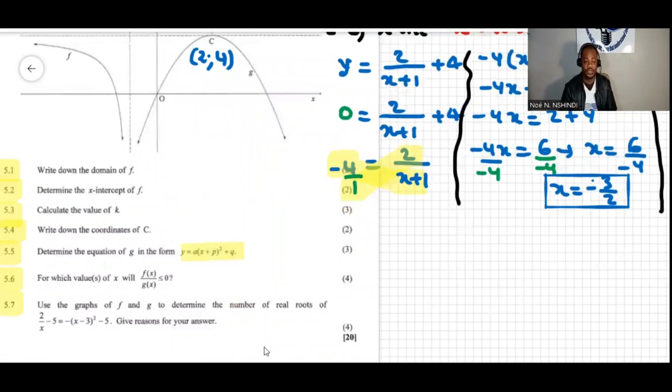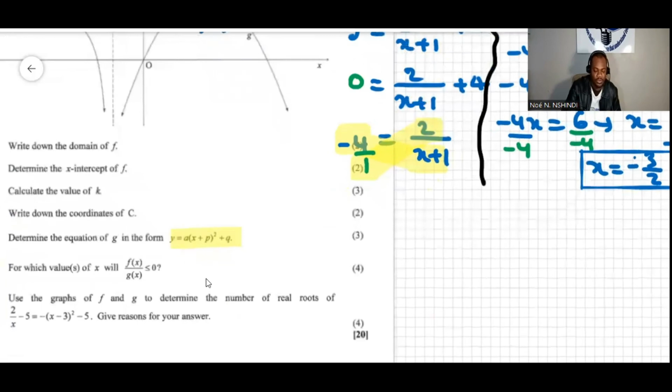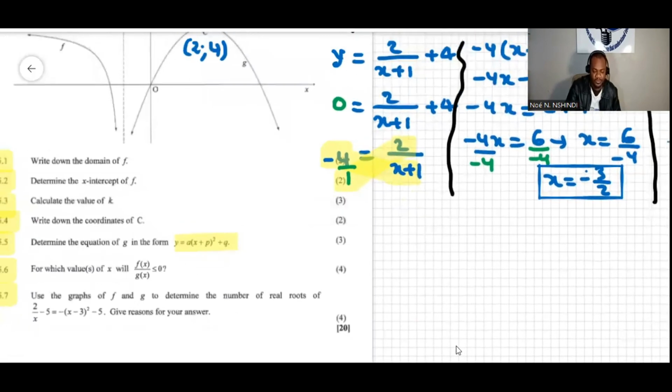5.7 here says, use the graph of f and g to determine the number of real roots of 2 over x minus 5 equal to negative open bracket x minus 3 to the power of 2 minus 5. Give reasons for your answer. Well, this is quite an interesting question. I want you to notice something.